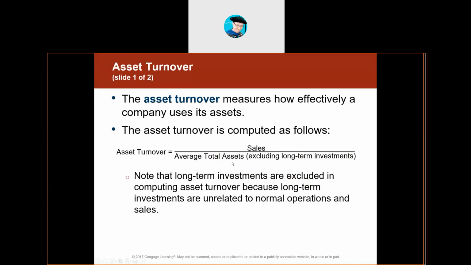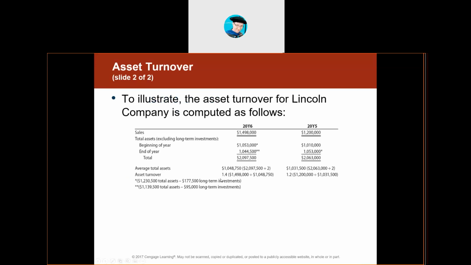We expressed this one before, asset turnover. This tells me how quickly I'm utilizing my total assets to generate revenue, which is a profitability ratio. We take our total sales divided by our average total assets, excluding long-term investments. Long-term investments, those are things like holding a piece of land that I plan to sell in the future. We don't consider those when we look at asset turnover because we're not utilizing that piece of land that we're holding for sale later on to help us to generate revenue. That's why we don't consider that.